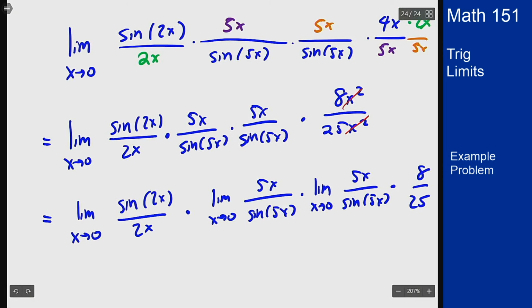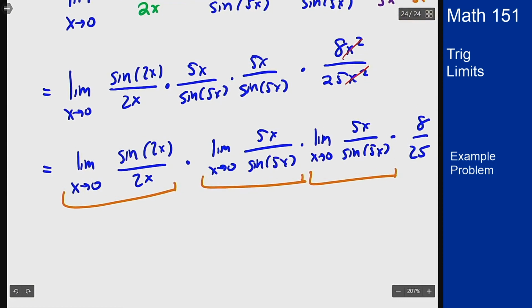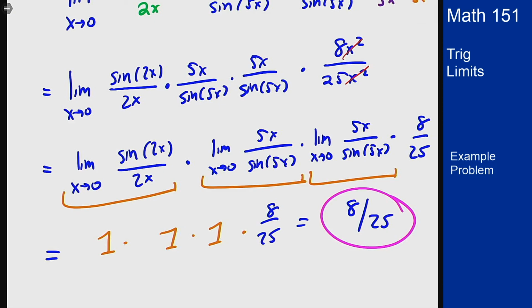Now, based on our rules for trig limits, we know that this is 1, this is 1, and this is 1, meaning my final answer here is 1 times 1 times 1 times the 8 over 25, giving me a final answer of 8 over 25. That's how you work out this trig limit problem.